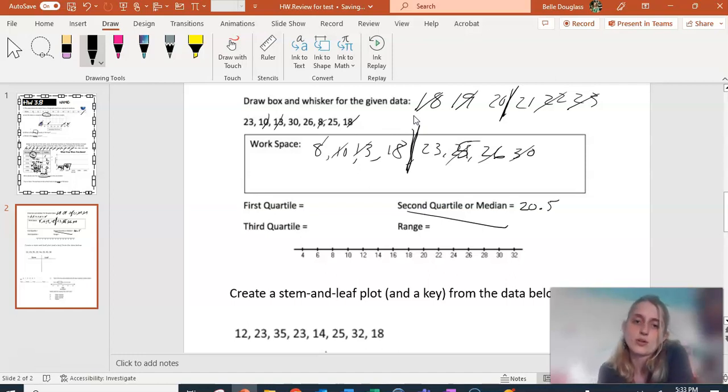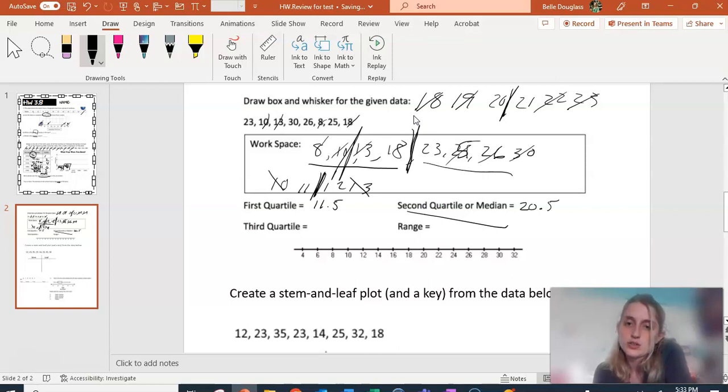All right, so then you go and you find your quartile 1, the number in the middle of the lower set of data. In the middle of 10 and 13, I don't know, 10, 11, 12, 13, not this one, not that one. Oh, what's in the middle there? 11 and a half. And your third quartile, not this one, not that one. In the middle of 25 and 26 is 25 and a half.